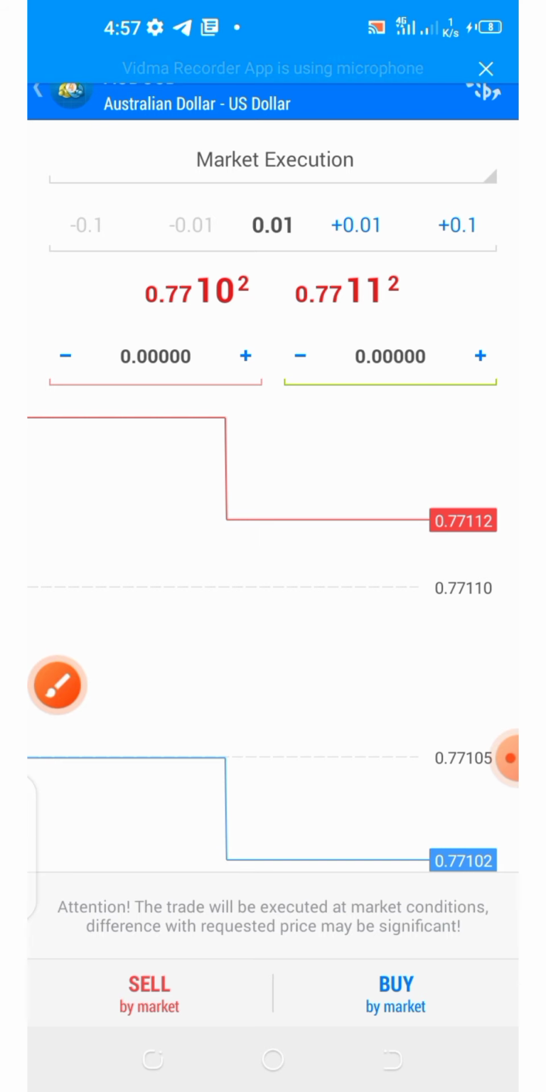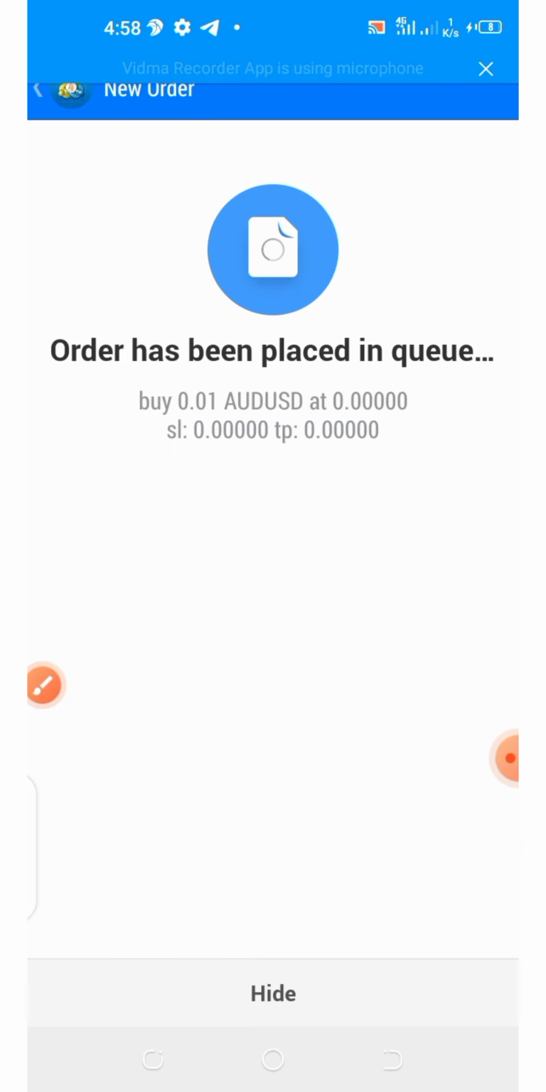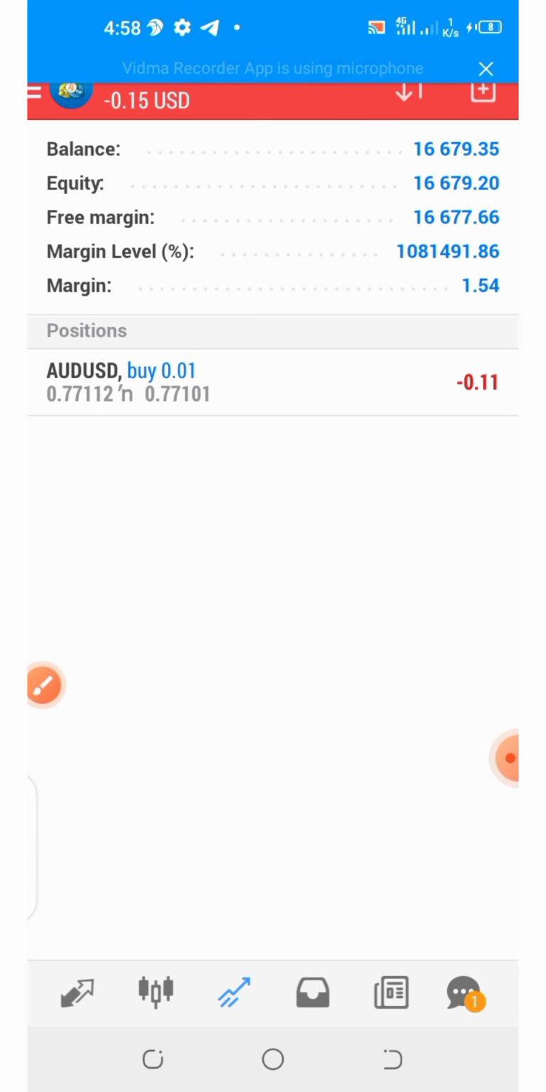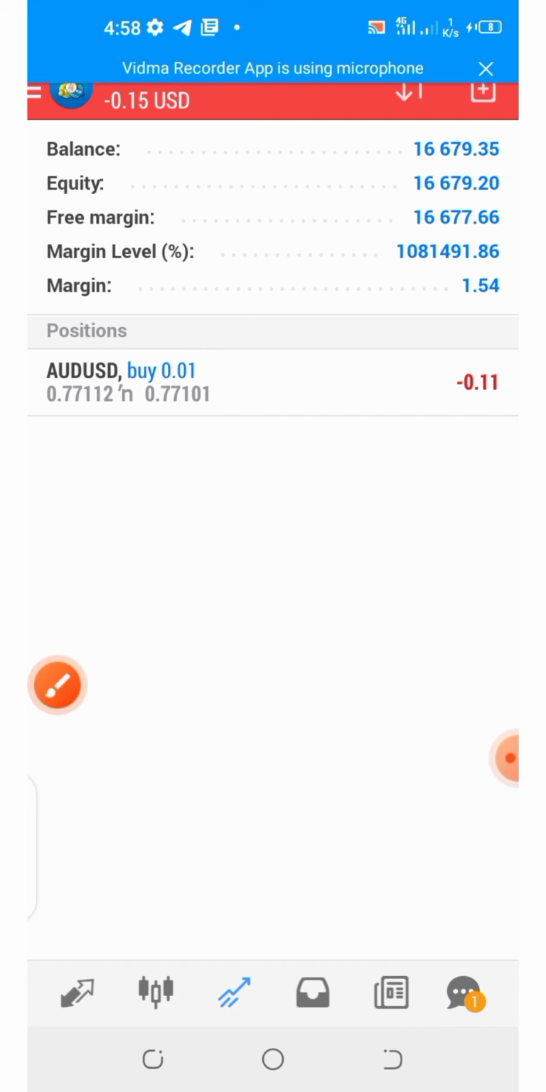Now when you do all these things, you click on buy or you click on sell. So let's take for example, we click on buy. I click on buy, the trade is executed. So the trade is already running now, and it's running with a lot size of 0.01. This is the lot size, and this is the profit I'm making, negative $11. Negative because of the spread.